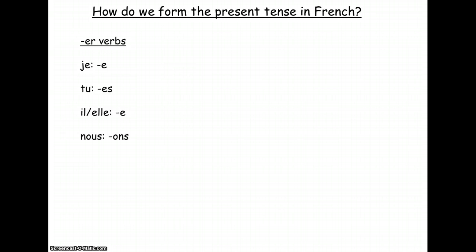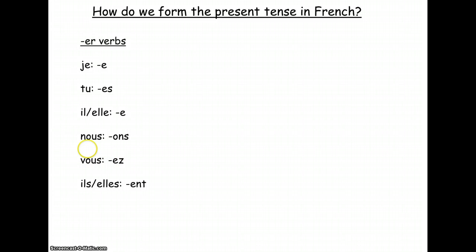E, ES, E, ONS, EZ, and ENT. Hopefully we know what these words here mean, the subject pronouns: je, tu, il, elle, nous, vous, ils, elles. They are the 6 parts of the verb. So, je means I, tu means you, if you are talking to somebody you would call by their first name, if you're being informal with them. Il means he, elle means she, nous means we, vous is the other word for you, and you'd use that if you're talking to more than one person, or if you're being polite.